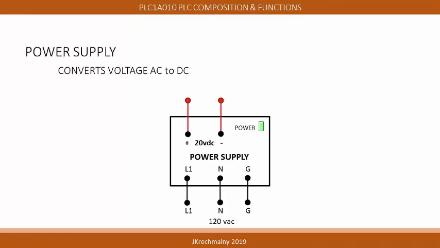Alternating current and voltage, AC to AC. Power supplies convert alternating current and voltage to direct current and voltage. In this example, the power supply converts 120 volts AC to 20 volts DC.